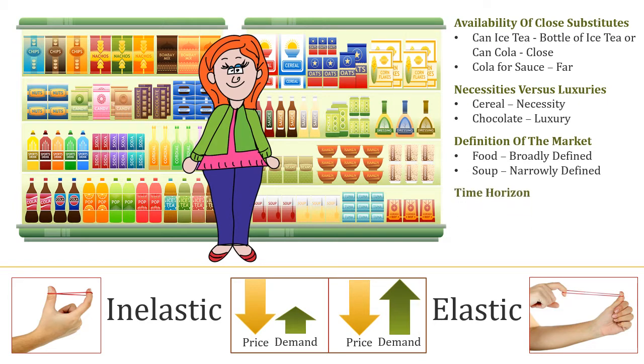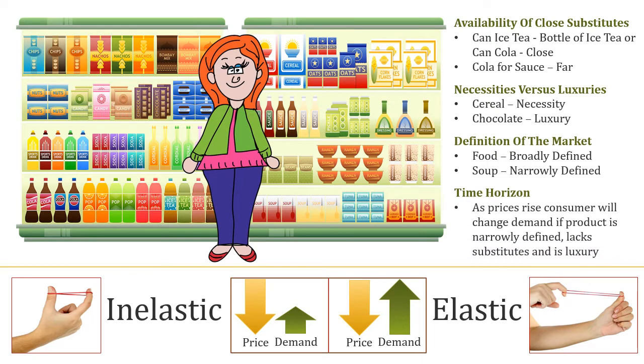And finally, there's something called the time horizon. Now this one's a little bit trickier. Can't really use it so well with her. But basically what we know is as prices rise, consumers will change demand if the product is narrowly defined, it lacks substitutability, or it's a luxury. So in this case, when she went to the market, let's just say that her chocolate had gone up by 50 cents. It had gone from $1 to $1.50.